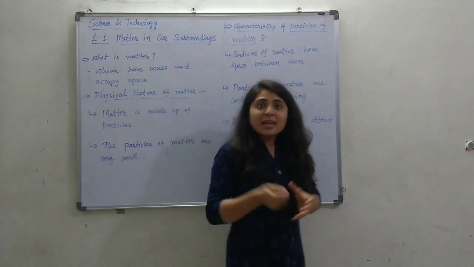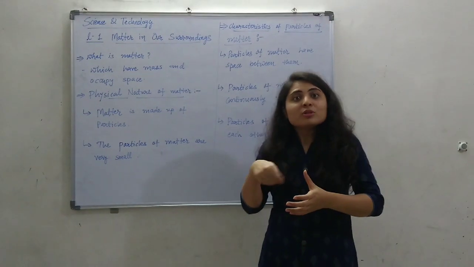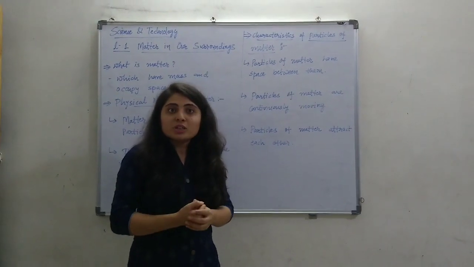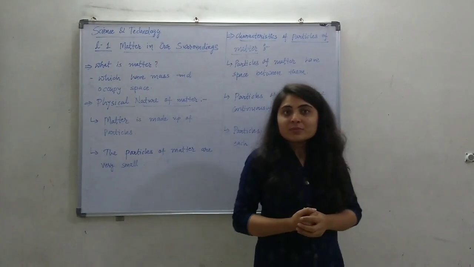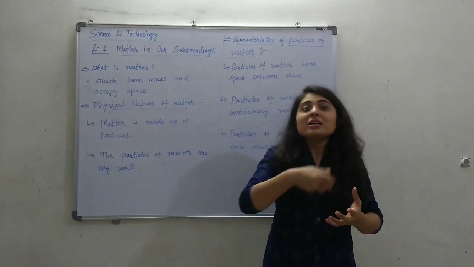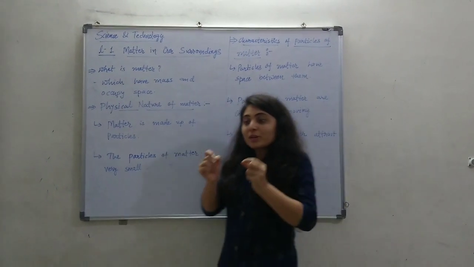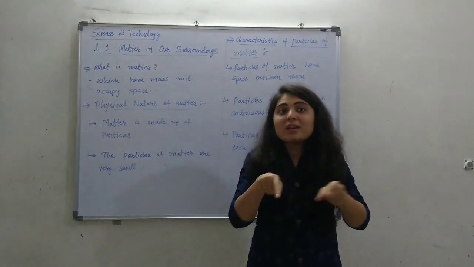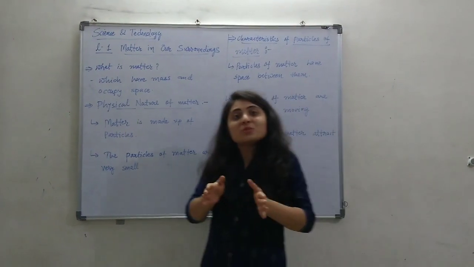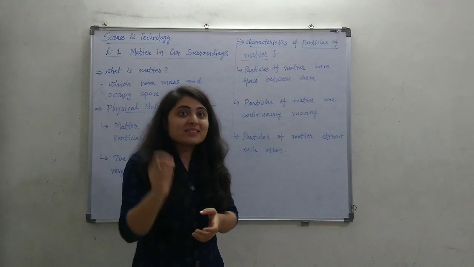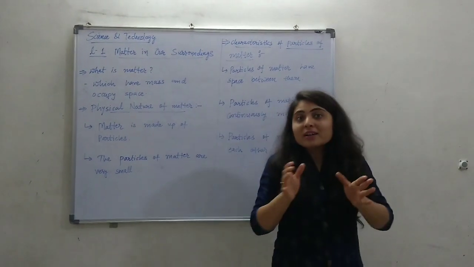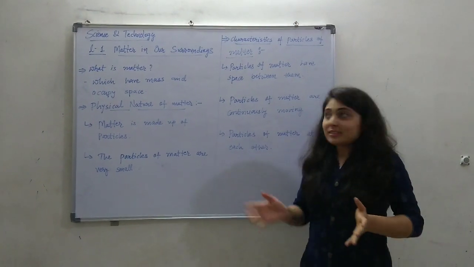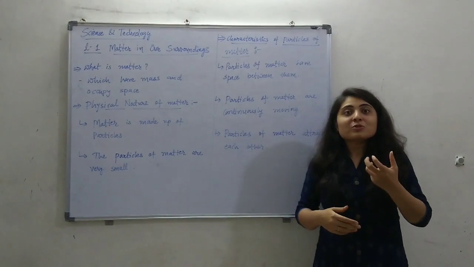Take water and add sugar in it. When you add sugar in the glass of water, the sugar dissolves. Where are these sugar particles going? We can say that the sugar particles are going into the space between the water particles. It means that water particles have space between them, and in this space the sugar particles are going. So it is said that particles have space between them.